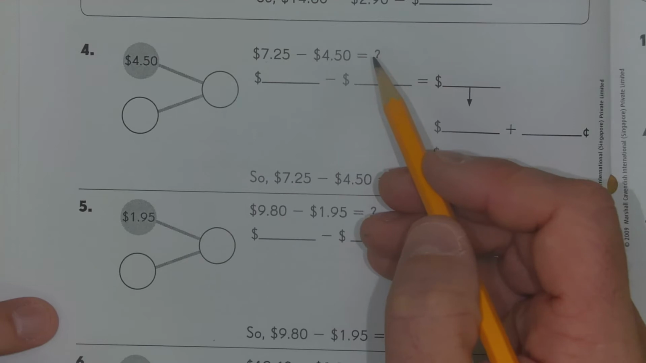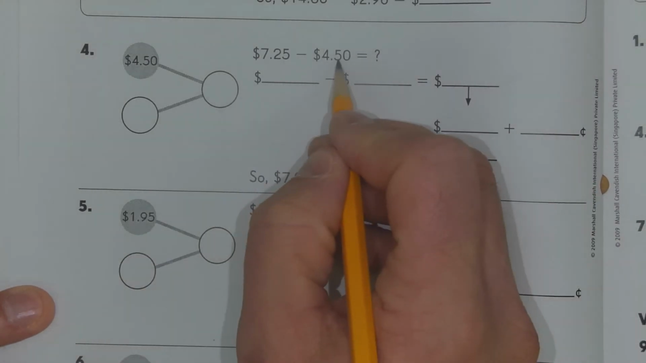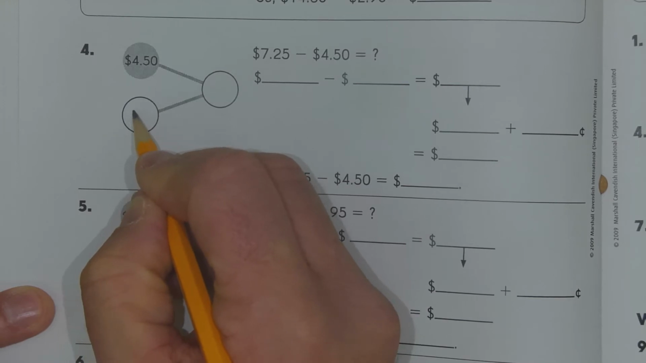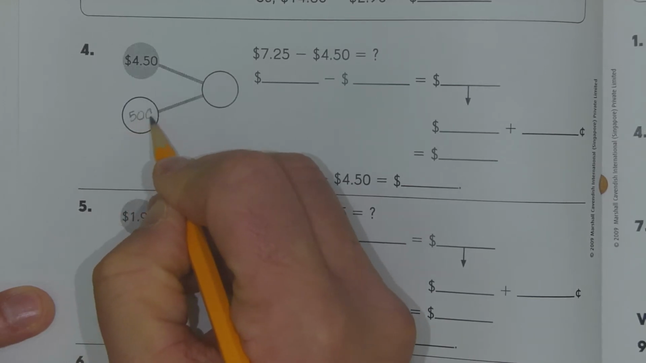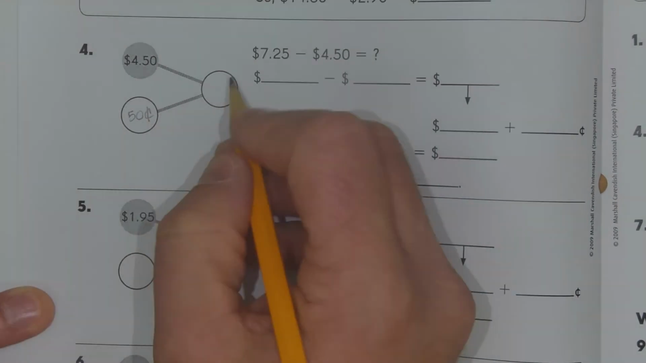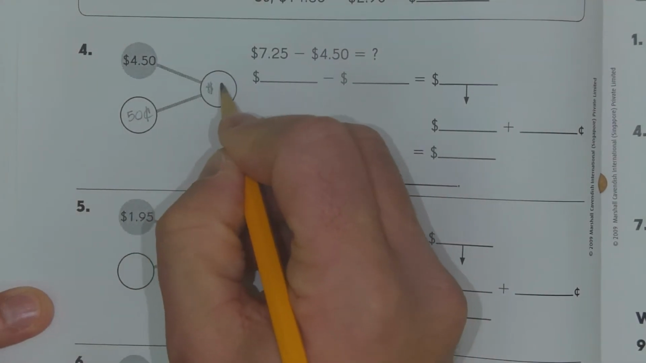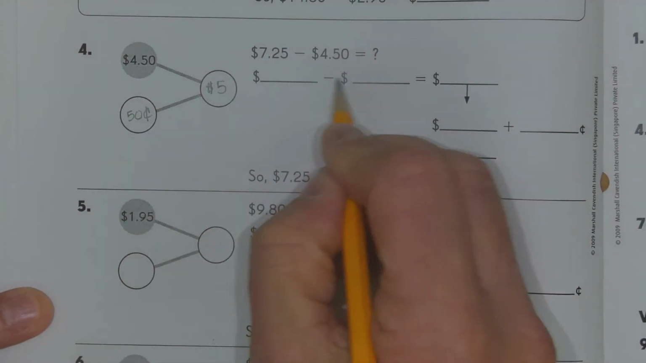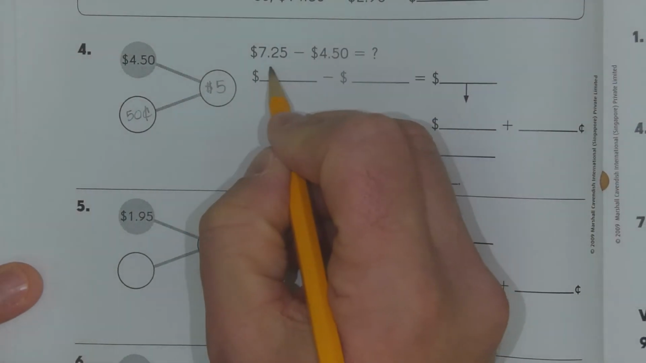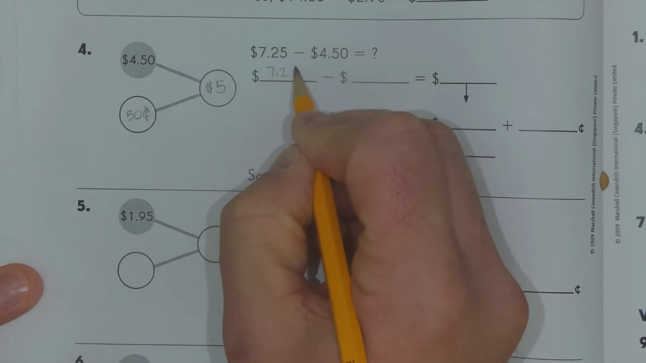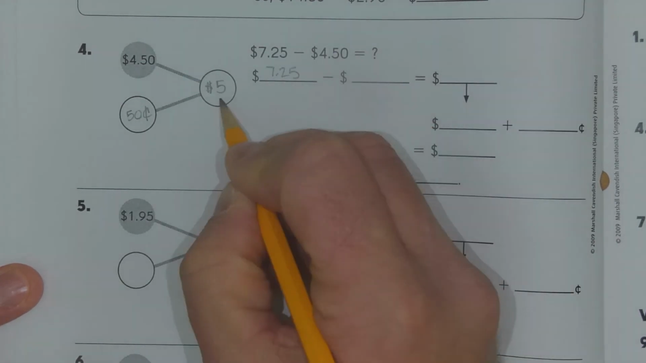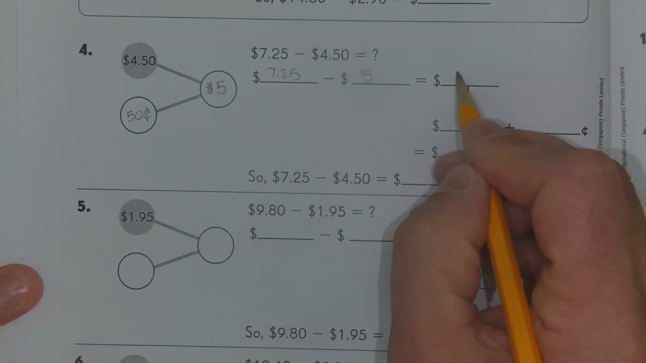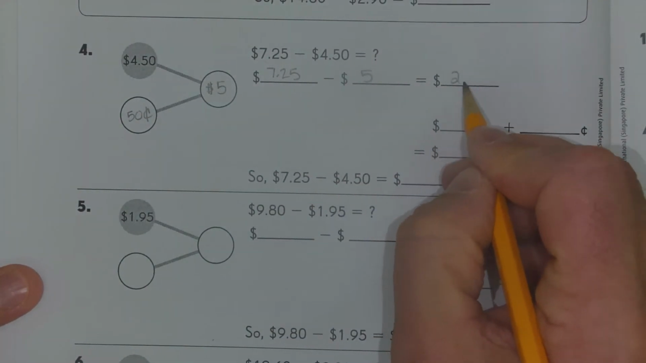So I'm going to take my $4.50. I'm going to put it in my number bond place. I know that I need to add 50 cents to this to make it $5. So that's what goes in these circles. Underneath, it's asking me to rewrite the problem. So $7.25, and I'm going to take away, like I said here, $5. And that's going to give me $2.25.